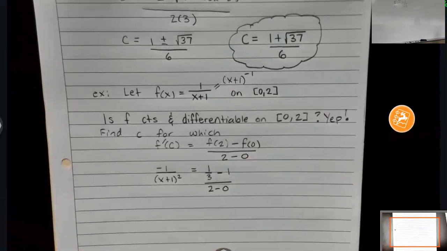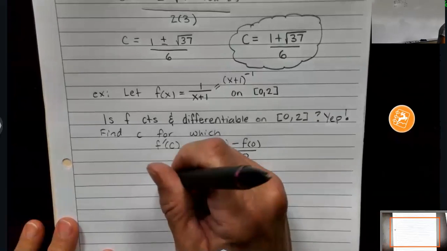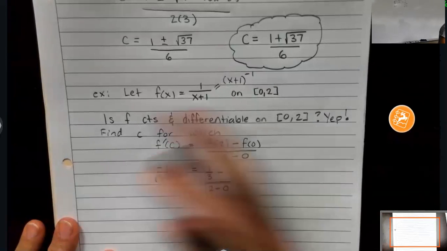So I think that's the equation we're solving. The derivative I got was -1 over x plus 1 squared. I guess I should have put a c instead of that x. It is equal to 1/3 minus 1 over 2 minus 0. Is that about where you started? So let's say that this x is a c so that it agrees with what's going on here.